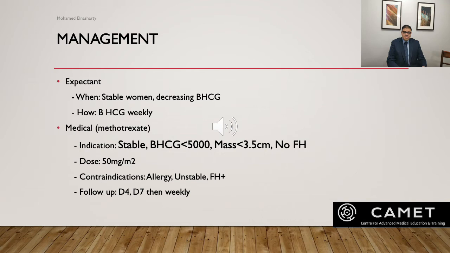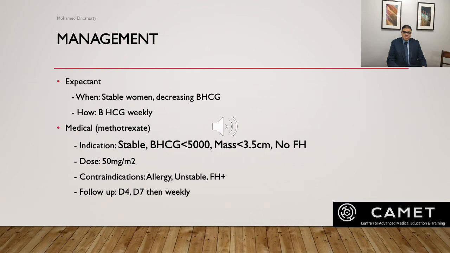And if we follow the expectant management, we should repeat BHCG on day 2, day 4, and day 7. There must be a persistent drop in the BHCG. If the BHCG increases, there is no role for expectant management, and we don't need to give the patient anti-D for expectant management.